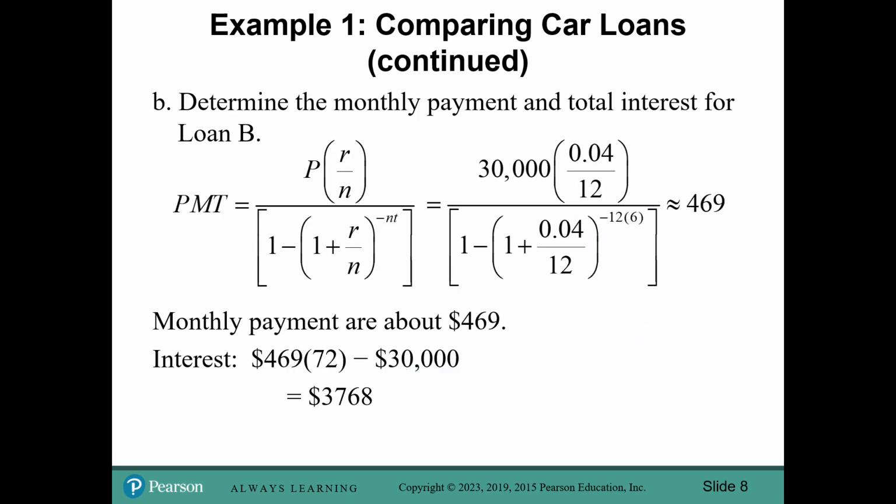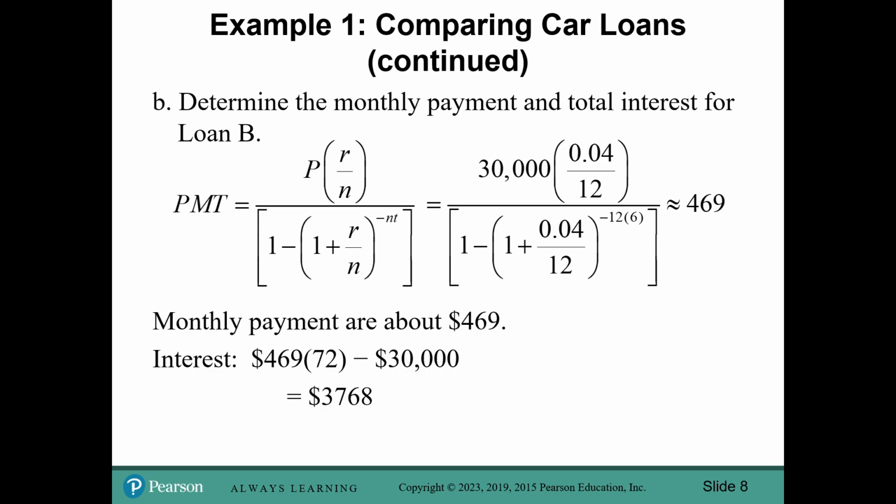So let's calculate this for loan B. Same formula. P is still $30,000 because the vehicle still costs that much. We're looking at a 4% interest this time. That's why we get times 0.04 divided by 12, because we're still making monthly payments, divided by 1 minus 1 plus 0.04 divided by 12, still from the months, minus 12, still from the months, times 6, because now we're paying it over a 6-year period instead of a 4-year period. When we multiply all that out, we see that our monthly payment has now dropped to $469. So monthly payments for loan B are about $469.